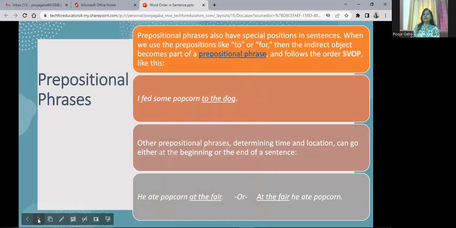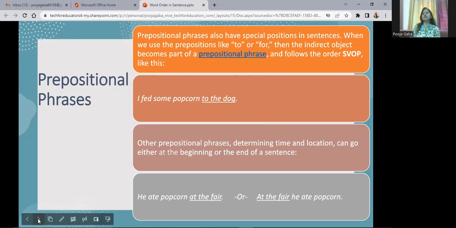Now let us see if there is any preposition in our sentence, then how to place it. Prepositional phrases also have special positions in sentences. When we have a preposition and an object, that is called a prepositional phrase. Like, see this, to the park or to the dog. Here, to is the preposition and the dog is the object. So to the dog becomes a prepositional phrase, and it follows the order SVOP, meaning subject, verb, object, and then prepositional phrase. I fed some popcorn to the dog.